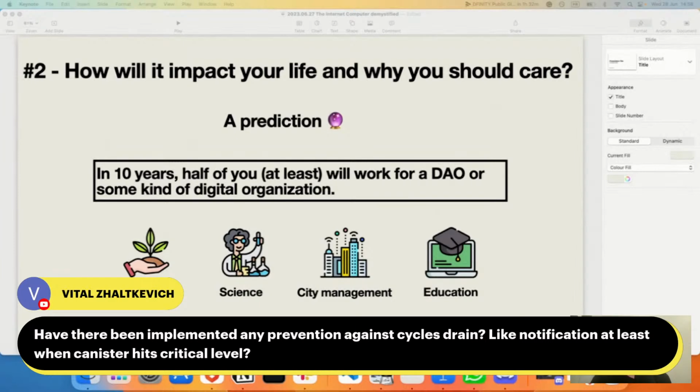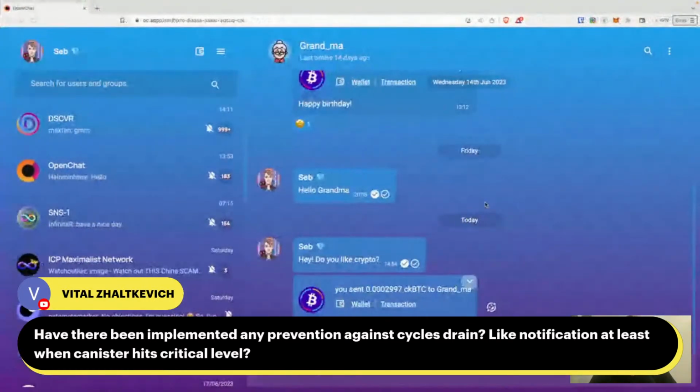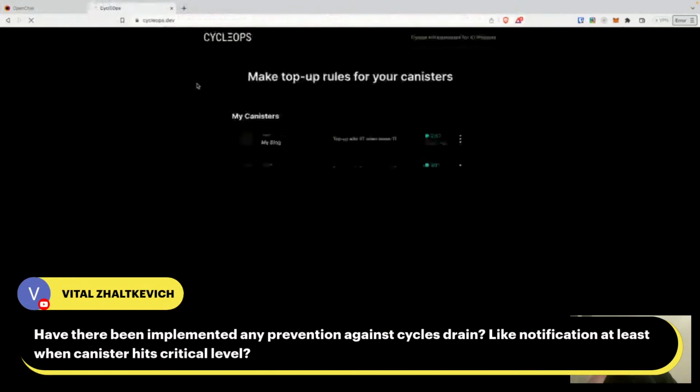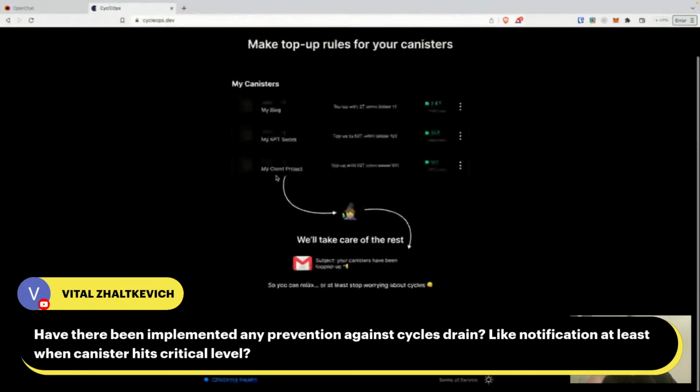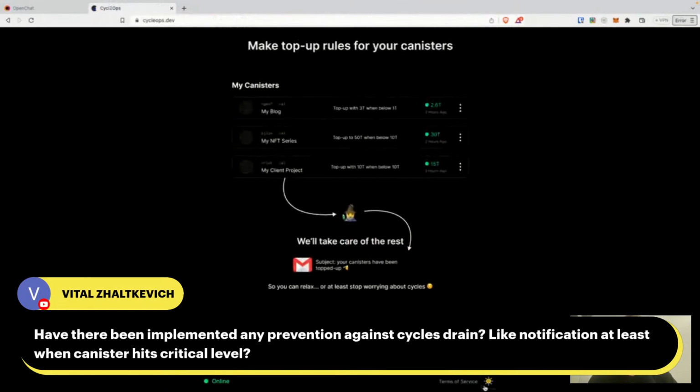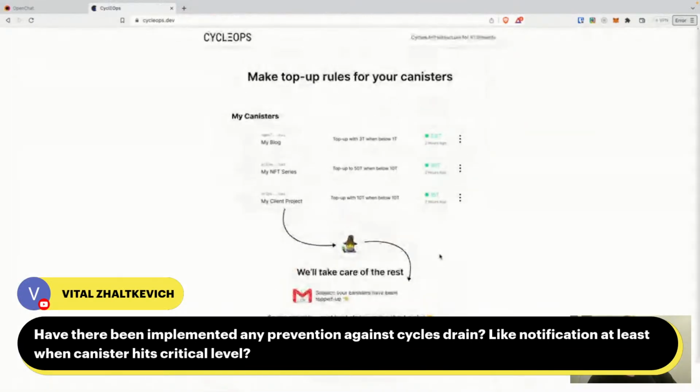Yeah, there are some preventions. Usually it's up to the developer to be careful with that. And there are services to prevent your cycles from being drained. One that is really, really cool is CycleOps. It's a project that was built for essentially this problem of my canisters running out of cycles.